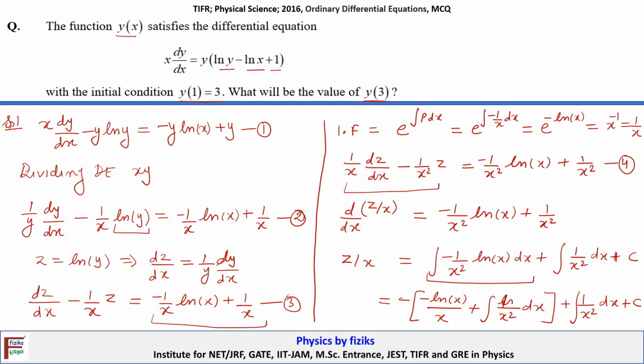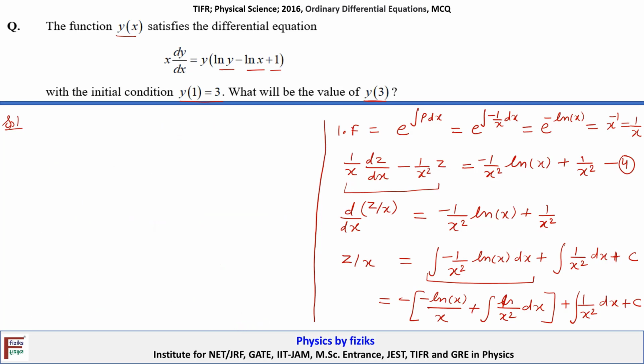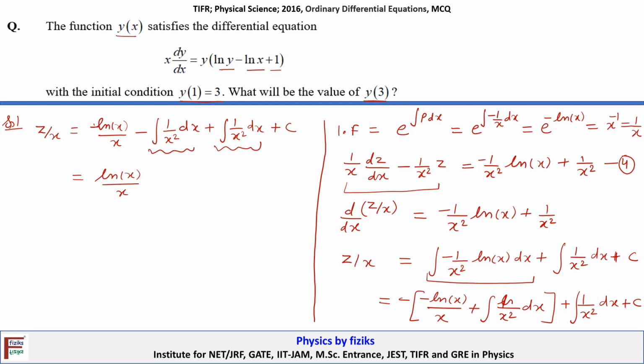Now this equation is simplified as z/x is equal to, minus and minus become plus, (ln x)/x, and the integral becomes negative by multiplying by the negative outside the bracket, and the next term is the integral of 1/x² dx, and of course plus C here. This negative term is cancelled out with this positive term, and from here we can write it as (ln x)/x plus C.